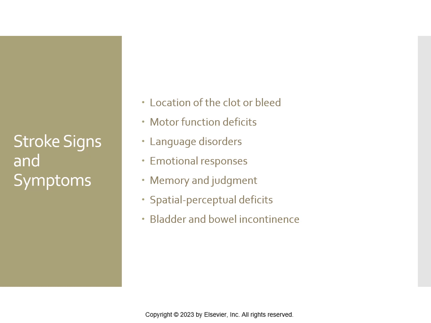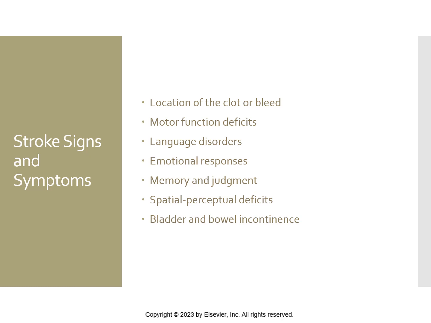Spatial perceptual deficits can cause the patient to totally neglect input from the affected side of the body. This is termed unilateral neglect. They must be taught to attend to the body parts on that side of the body in order to protect them from injury.